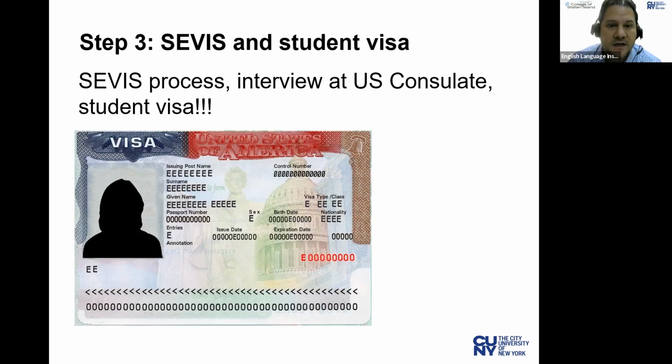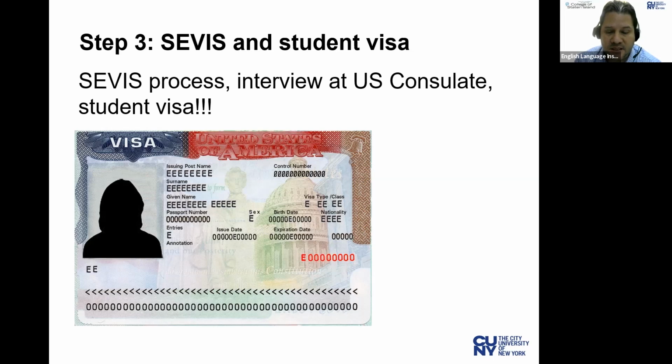So over here, you have the third step, which is the F-1 student visa process. And you need to make two payments. One is a SEVIS fee. Right now, as of November 2022, the SEVIS fee is $350. That's a payment that is not paid to the school, it is paid to the U.S. Department of Homeland Security, and you can pay that online.